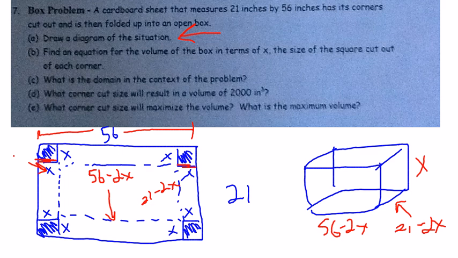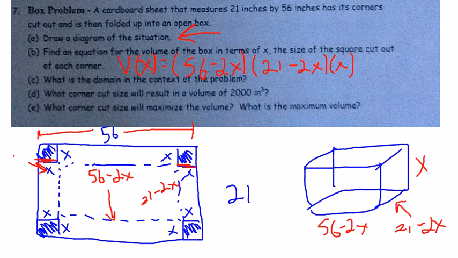So, next one. Find an equation of the volume of the box in terms of x, the square size cut out of each corner. So, volume is length times width times height. So all I have to do is multiply each of those sides. V of x is equal to, I just want to use parentheses to make sure that I write everything correctly and that the order of operations happens right. So I write (56 minus 2x) times (21 minus 2x) times x.